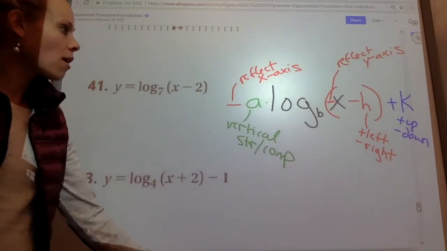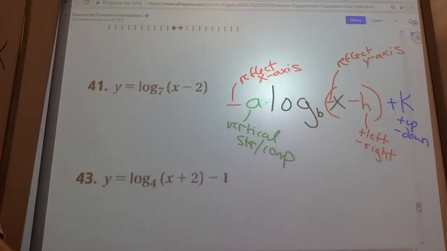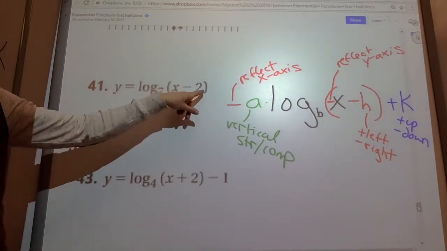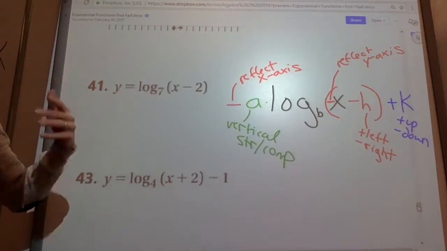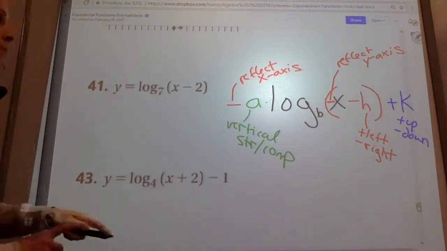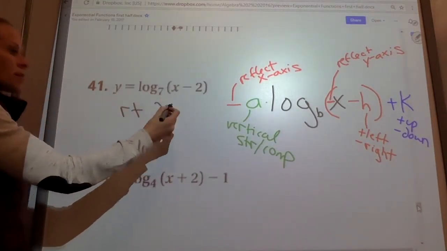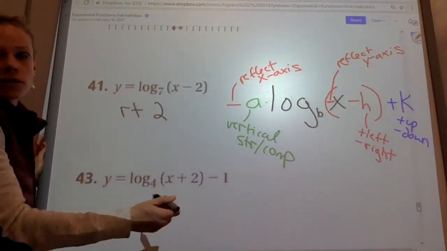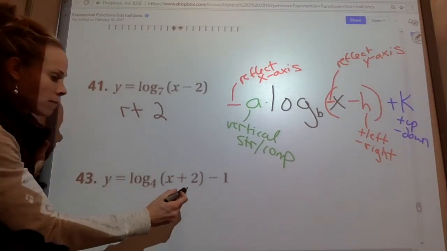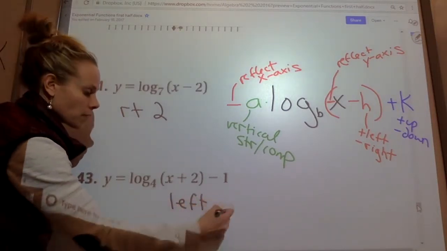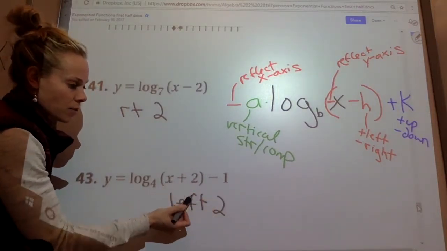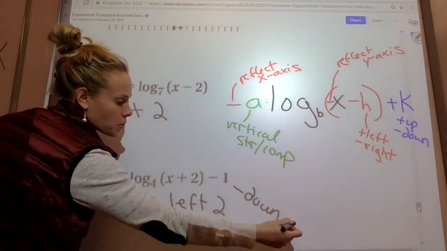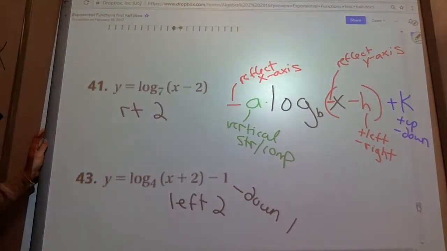So looking at a log, can you describe the transformation? If I see log base 7 of x minus 2 in parentheses, what transformations occurred? Right 2, very good, because it's in the parentheses. What about this log of base 4? What transformations happened? Very good. Left 2, because I'm adding 2 in parentheses. This would be down 1, because I'm subtracting outside the parentheses.